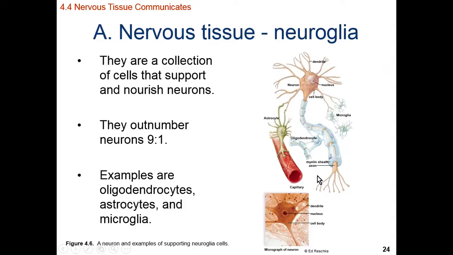Some neuroglial cells shown on this slide include an astrocyte, an oligodendrocyte, a microglial cell, and well, this is a Schwann cell shown right here, but they didn't label it a Schwann cell.